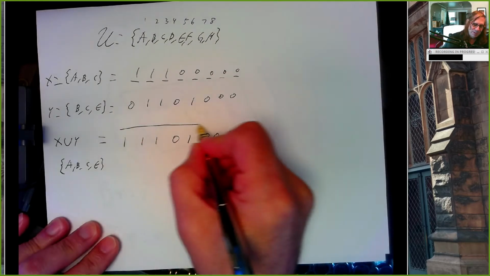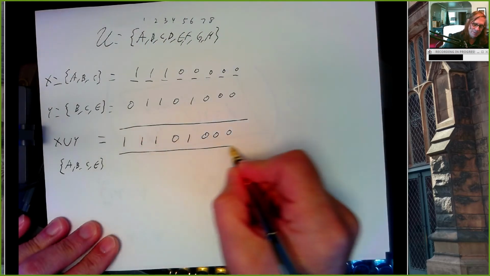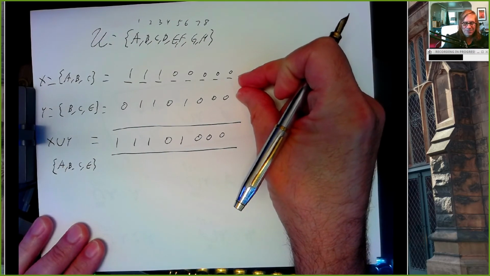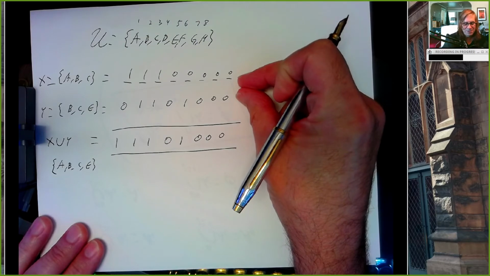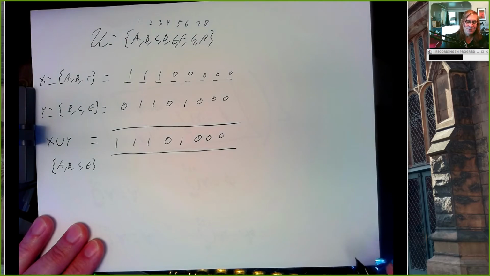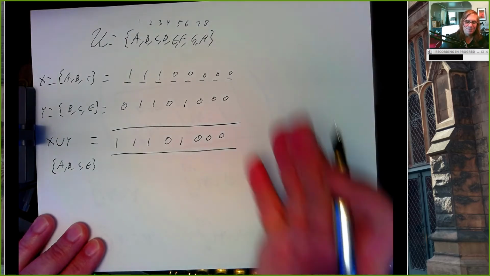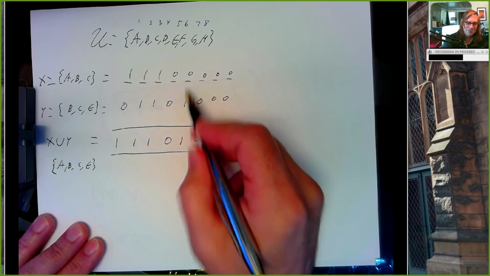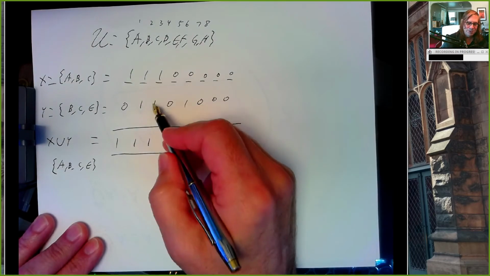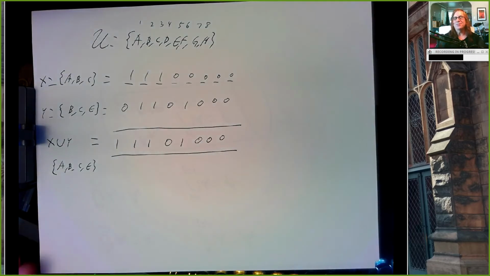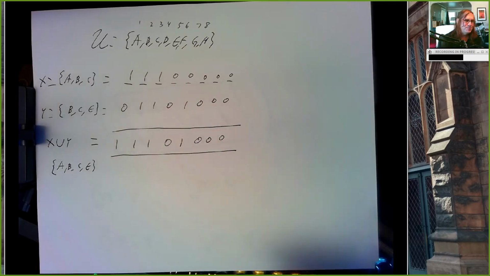How is this related to these 2 numbers? Can you think of something from Engineering 270 maybe? It's a logical OR. If I do a bit-by-bit OR operation, 0 OR 0 is 0, 0 OR 1 is 1, 1 OR 1 is 1, 1 OR 0 is 1. If I take the logical OR of 2 of these binary strings, I end up with a string that corresponds to the union.